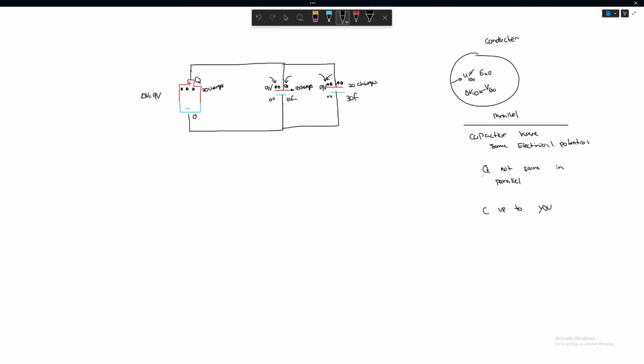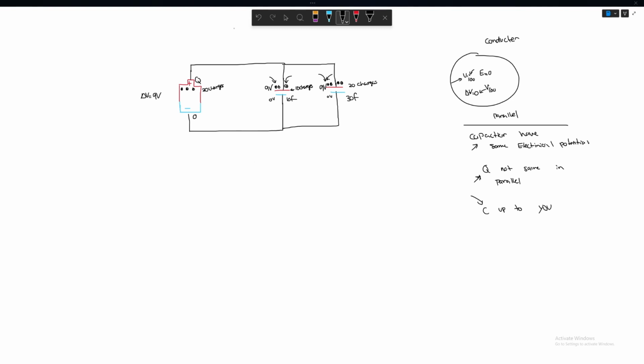Now, if it's in parallel, they both have the same electric potential, and if they both had the same amount of Q, then their capacitance would be the same. That just doesn't make sense. But if their Q was different, that means the capacitance is different for each one. And then there's ways to calculate it. And the equation to calculate it, I'm going to pull it up right now.